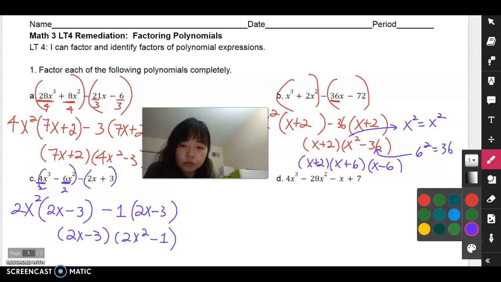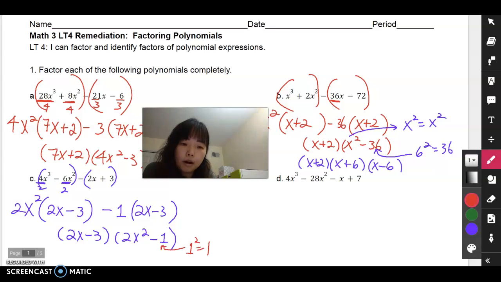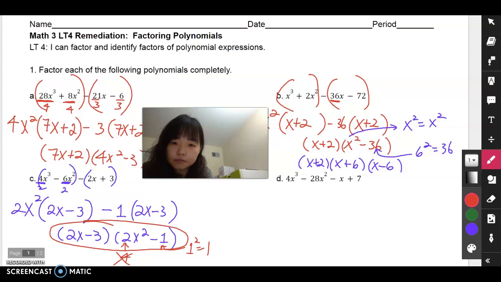Now, I do know, and you know, 1 squared is 1. Yes, but this you cannot do anymore because 2 is not a perfect square. If this was a 4, then we would do more steps, but this is 2. So you cannot do anymore, so this is it. This is good the way it is. Okay, D.